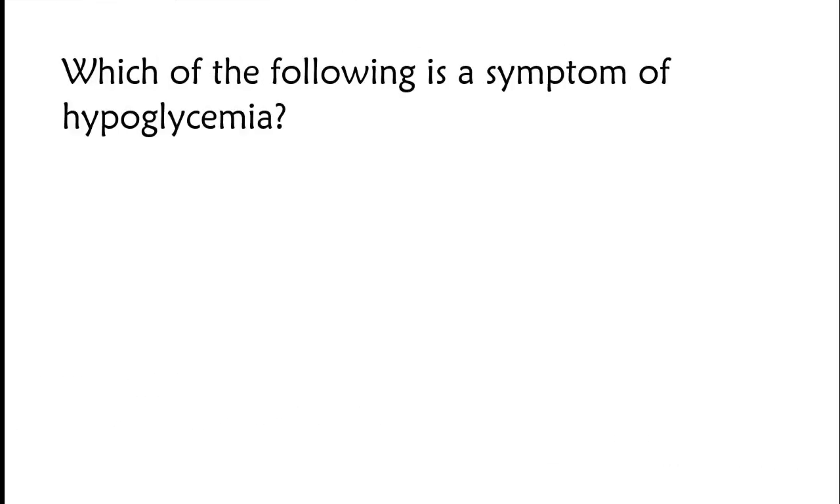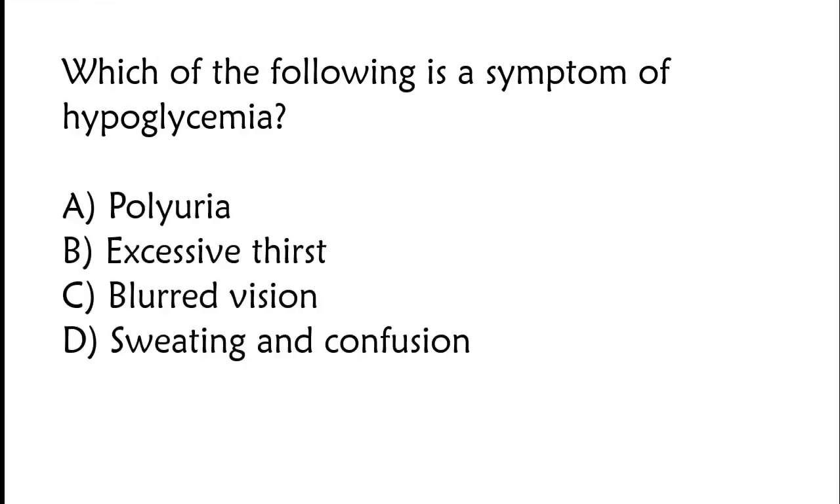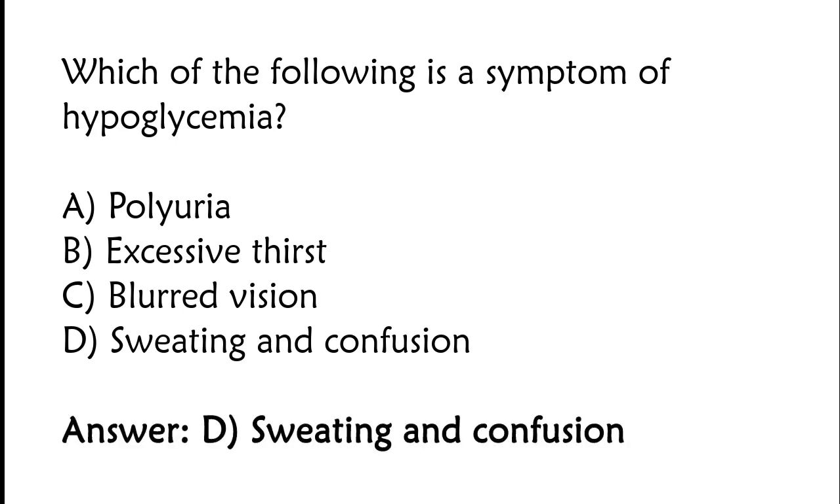Which of the following is a symptom of hypoglycemia? Polyuria, excessive thirst, blurred vision, sweating and confusion. The correct answer is option number D, sweating and confusion.